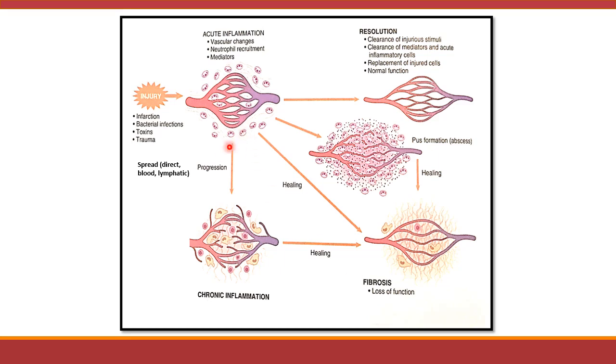Then we have another option of progression. As we agreed, progression can include spread through lymphatics or blood, or even direct spread, or we can see cases of chronicity when the acute inflammation transforms into chronic inflammation and stays for longer duration. And this is another story we will describe in the next lecture.